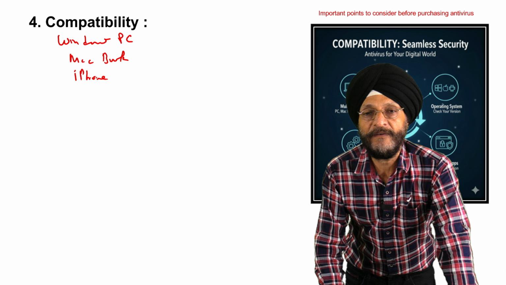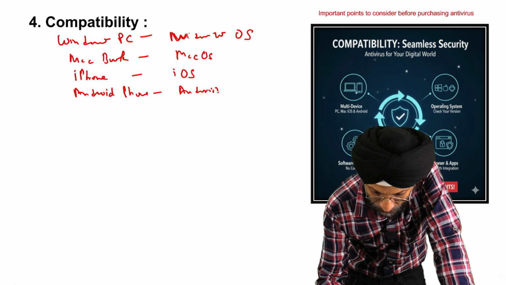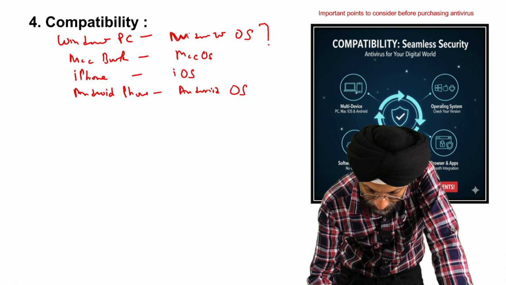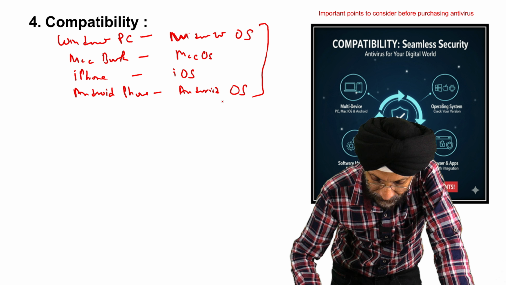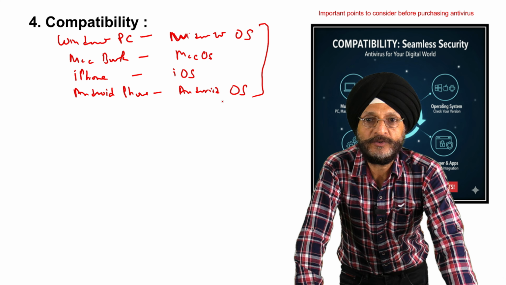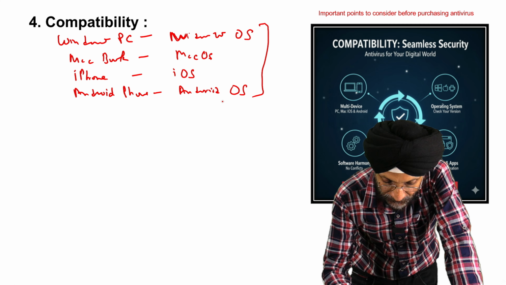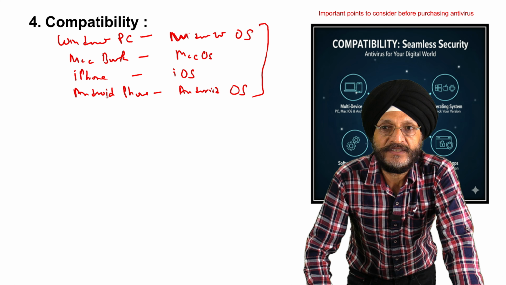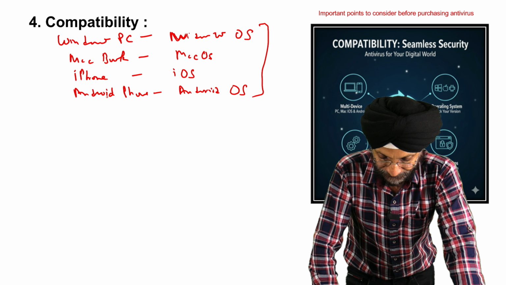Windows PC has the Windows operating system, MacBook has Mac OS, iPhone has iOS, and Android phone has Android OS or Android operating software. So operating software in case of these devices is different. So we should choose an antivirus software which is compatible with all these devices, which supports all these devices.